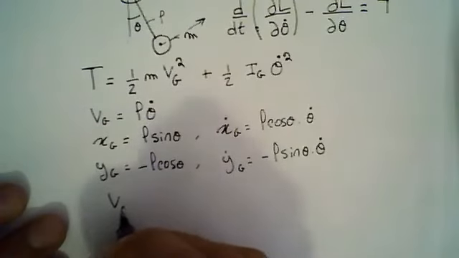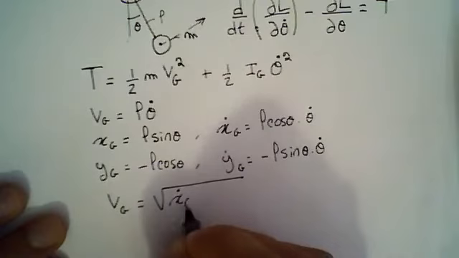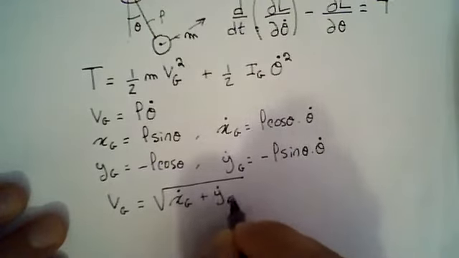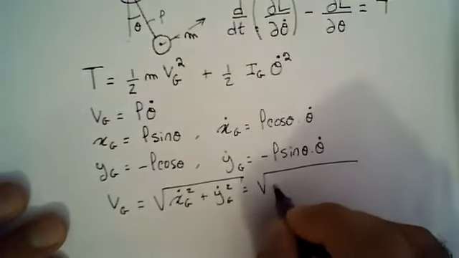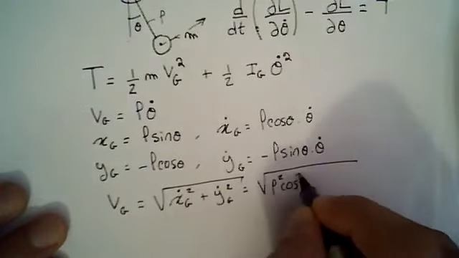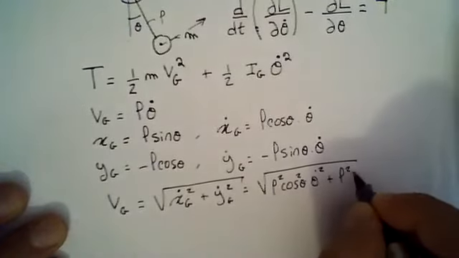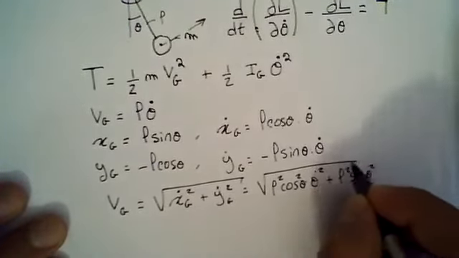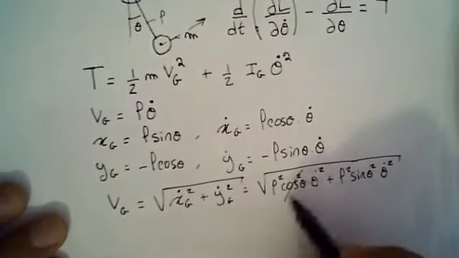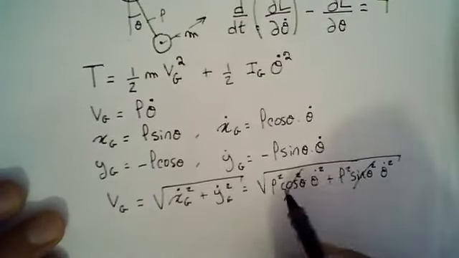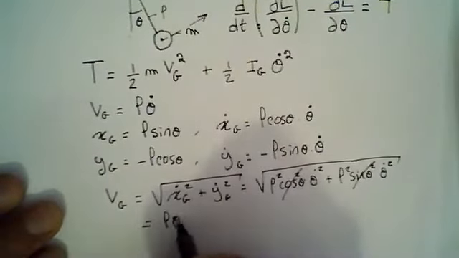So my velocity of G is equal to the square root of x prime G squared plus y prime G squared, which is equal to the square root of L squared cosine squared theta multiplied by theta prime squared plus L squared sine squared theta multiplied by theta prime squared. So you see that cosine squared theta plus sine squared theta can be factored out to be equal to 1, and then you will only end up with L theta prime.